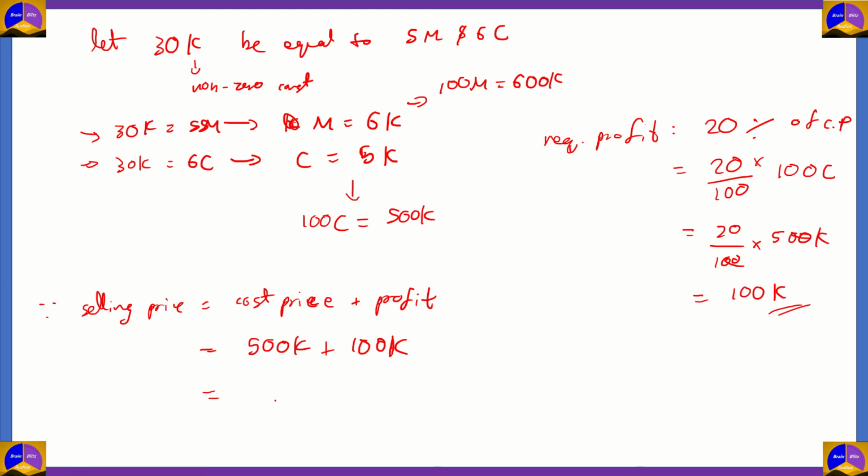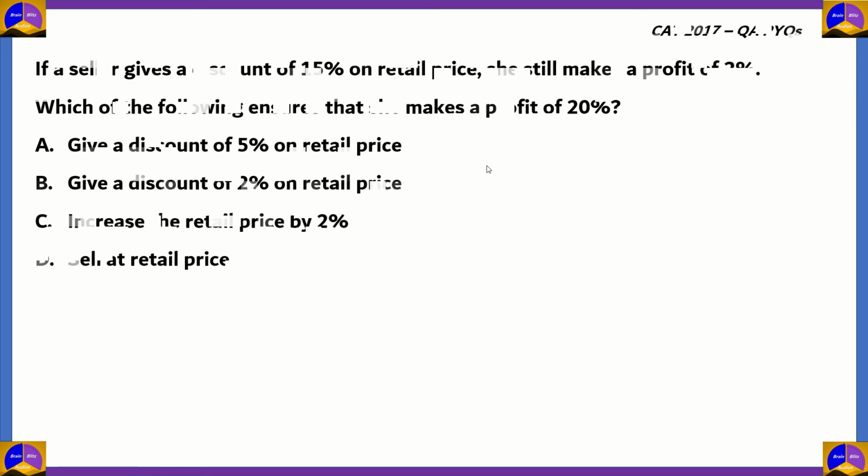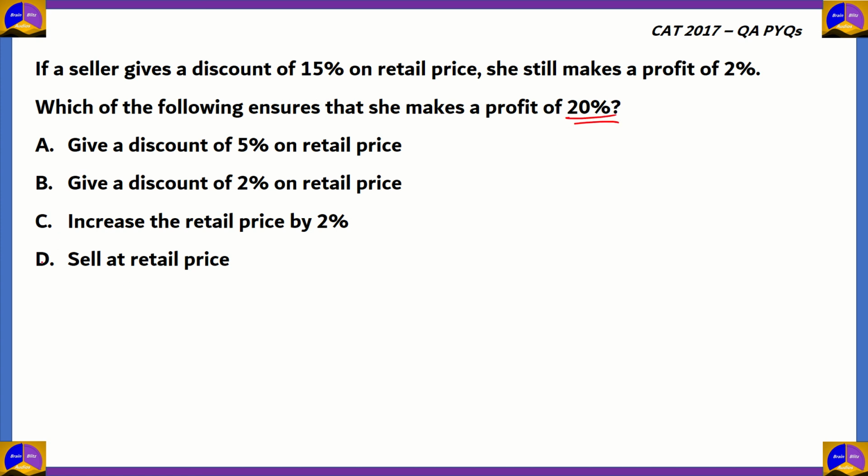So 500K plus 100K is 600K. But if you look at it, 600K is also the same as 100M. Now we know that 100M is the original marked retail price. So in order for the seller to make a profit of 20%, what she needs to do is to sell at retail price. So that ensures that she makes the profit of 20%.